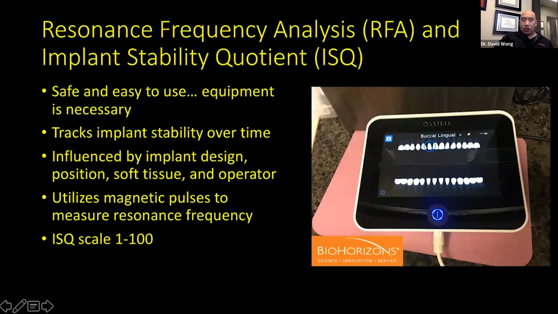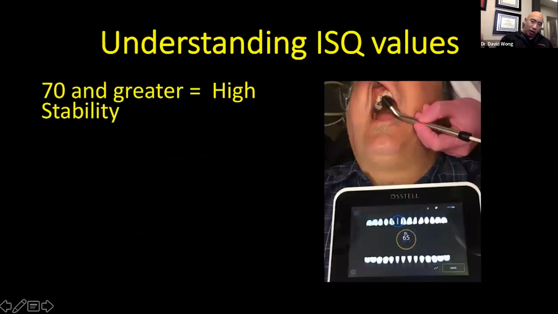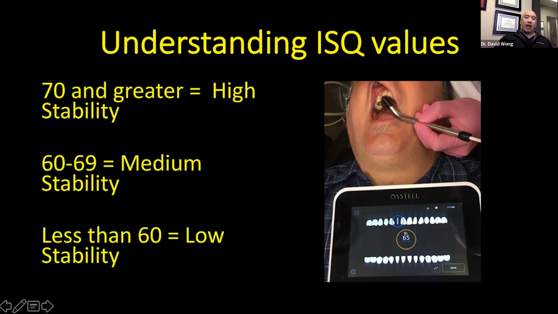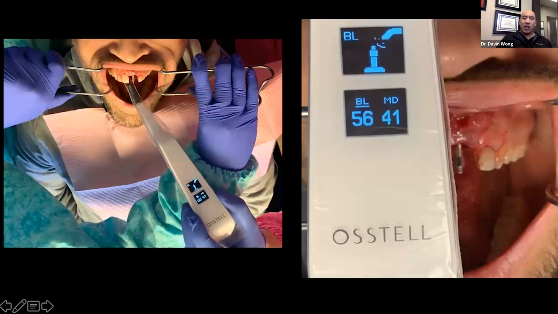Okay, so let me show you how this works. So you have a rod. On the right side, I've got the Smart Peg, or the metal rod that we're going to screw into the implant. It's got a little wand connected to the machine, and the machine is going to kick out a number from 1 to 100. 70 and greater means high stability, means load it up. 60 to 69 is medium stability, load it up if you feel like it. Anything less than 60, wait. You're going to keep waiting until it's more stable.